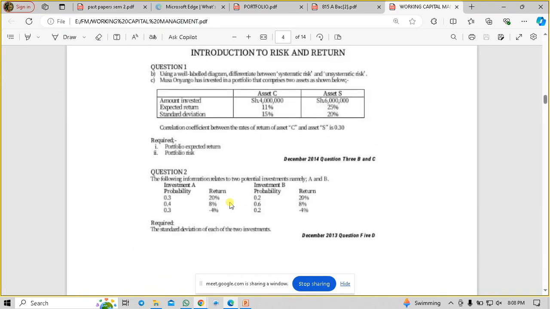So we have a question here. Musa Onyango has invested in a portfolio that comprises of 2 assets as shown below. So we have asset C and asset S. Then we have the amount invested. So sometimes haitakuja kama table venye umezoea na probability. So you have the amount invested, expected return, and the standard deviation. Here they are very good. They have given you the standard deviation. They have also given you correlation coefficient of asset C and asset S, which is 0.30. You're supposed to calculate portfolio expected return. Note that it is portfolio expected return. So what do you think we should do?